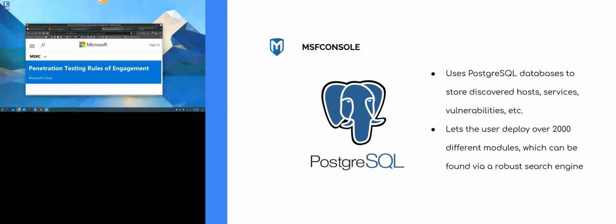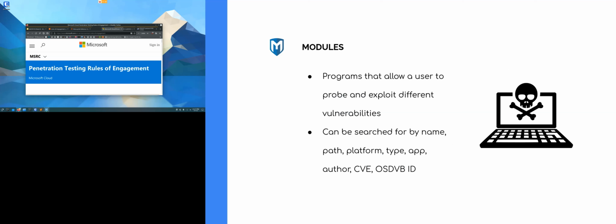Modules are modular and deployable programs inside the console that you can use to probe and exploit different vulnerabilities. You can set up all these modules, which, as I said before, there are 1,677 modules that are available in the framework. You can search for them by name, path, platform, type, and etc.